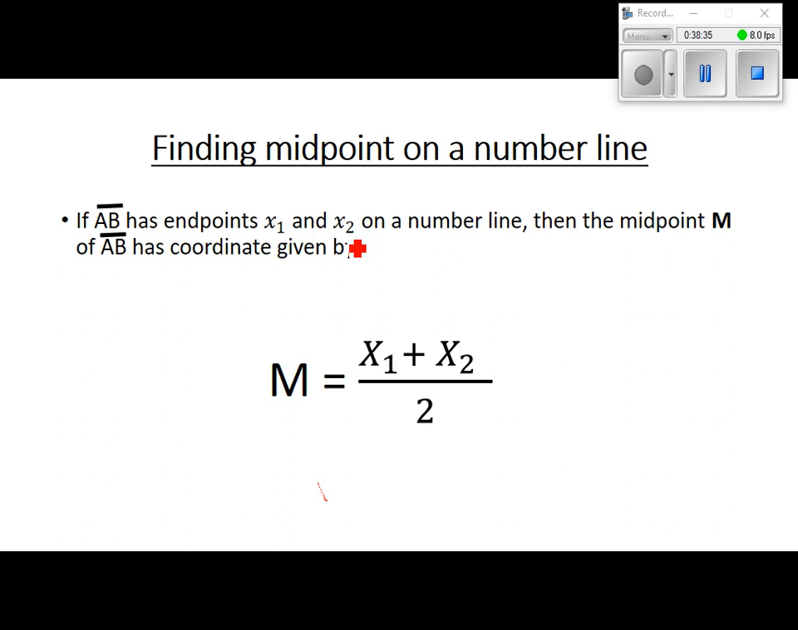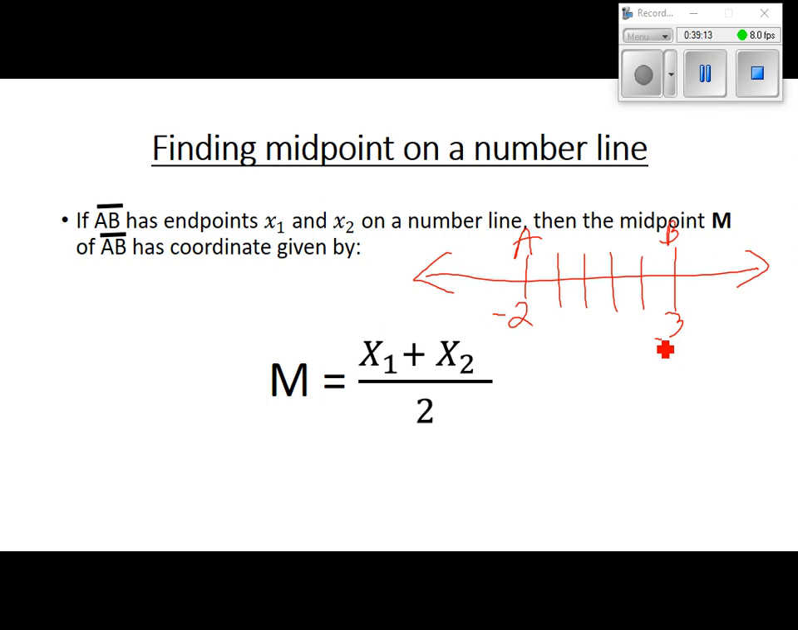So if we're on a number line, I'm just going to draw a number line here, make up something. Point A, point B. Give me a coordinate for point A. -2. So if that's -2, what's B? Let's count it. -1, 0, 1, 2, 3. It's 3.